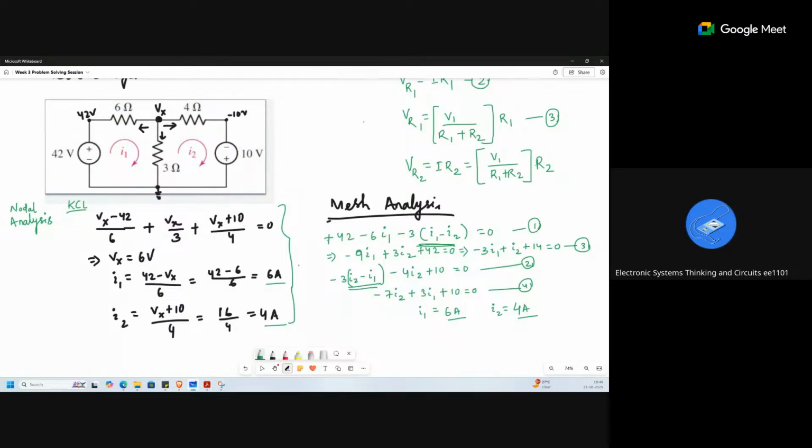So if nothing is specified, follow this method or that method, then it is better to go for this method. If it is asked particularly for mesh analysis, then you have to follow this. Why am I saying to avoid this? Because usually people make the mistake here. Is it clear for everyone? Can I go ahead with the next question?